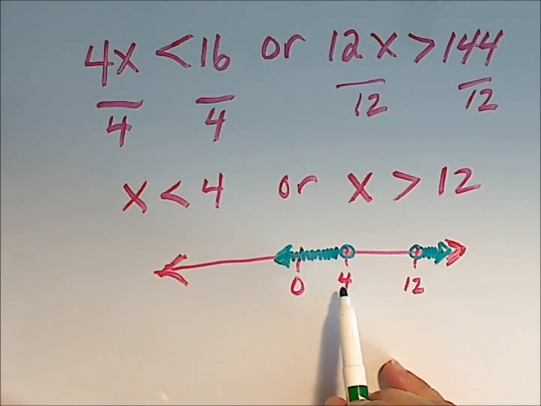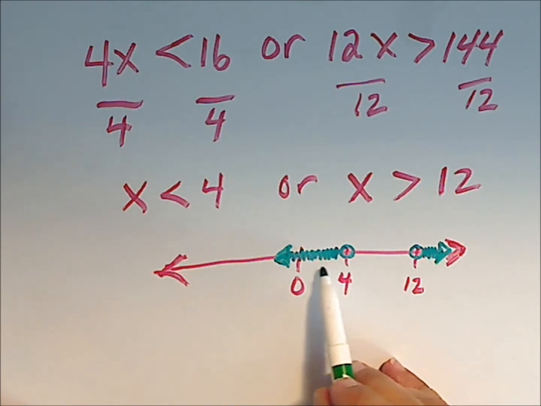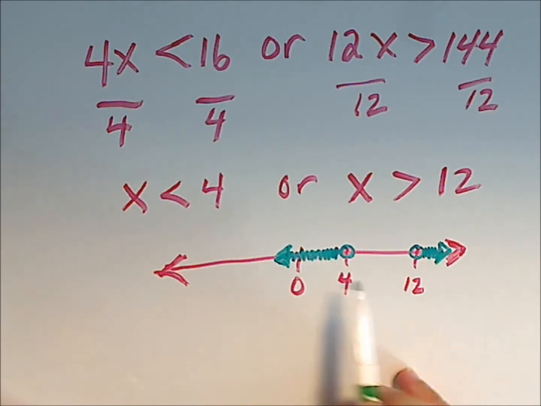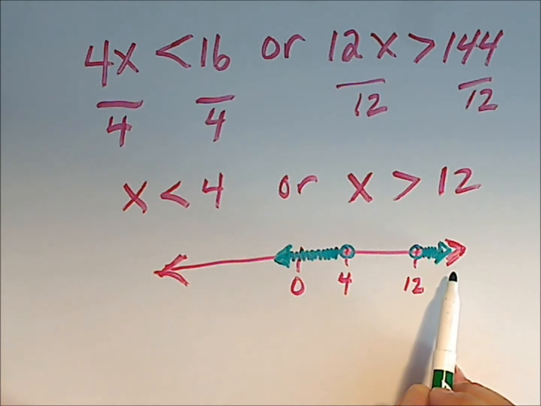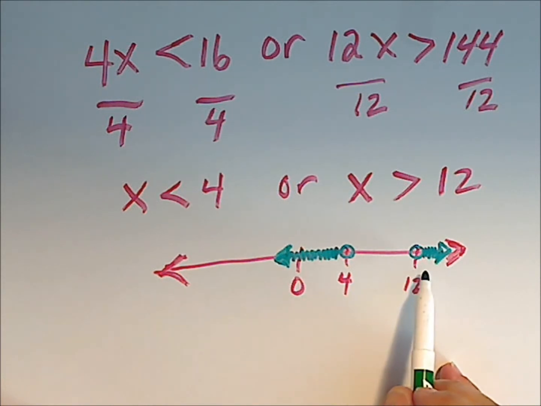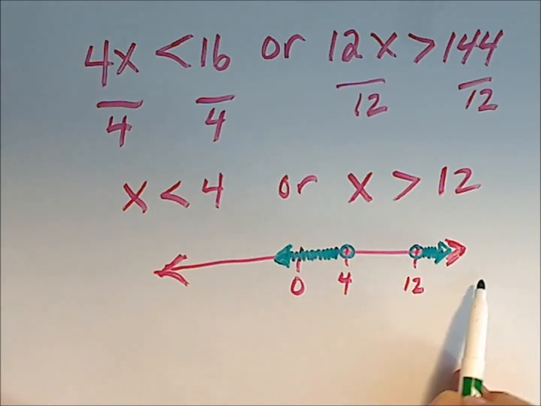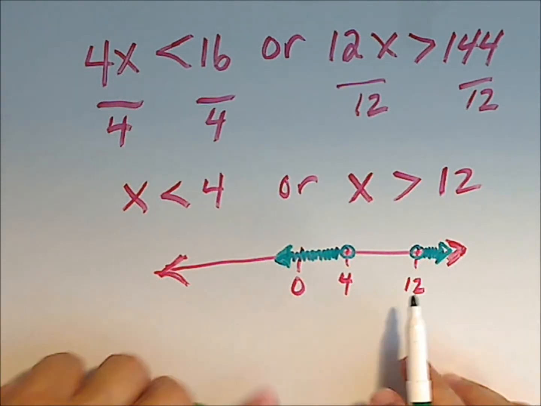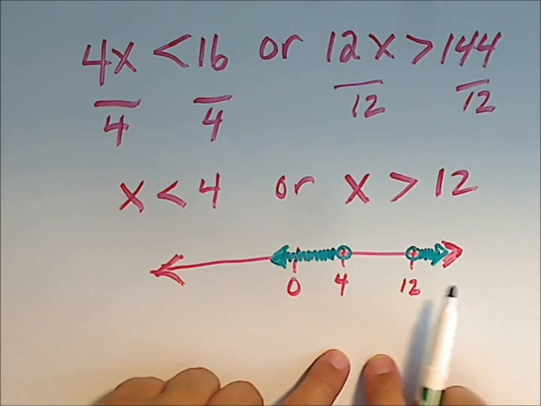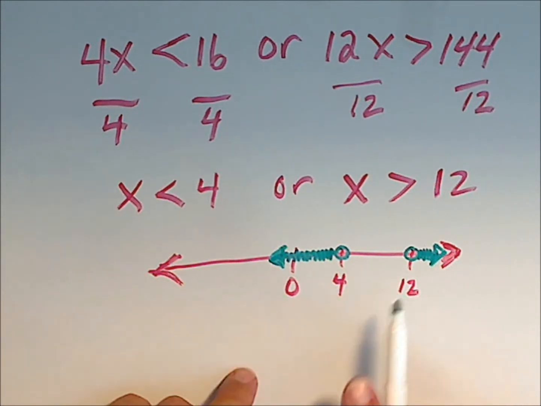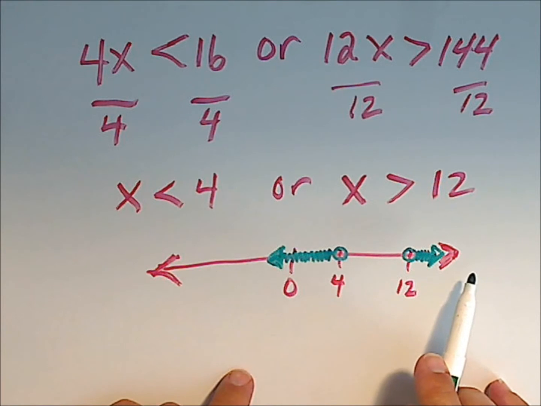So x is either less than 4 or it's greater than 12. Notice that they go opposite when it's an or. It's like the guy went that way or that way. Whereas an and, it was the part in between. He's between here and here. This is an or, so it's either that way or that way.